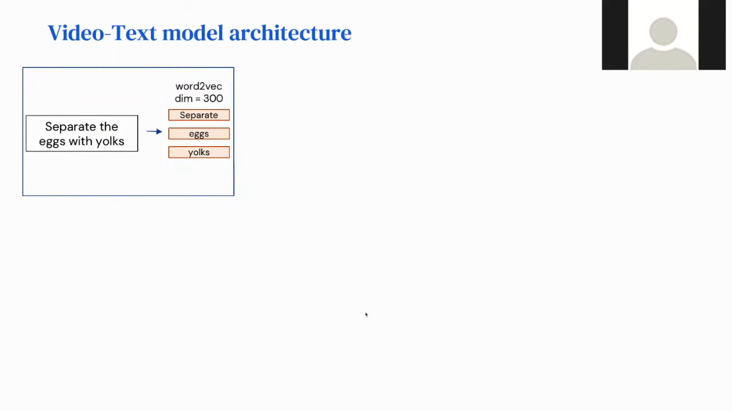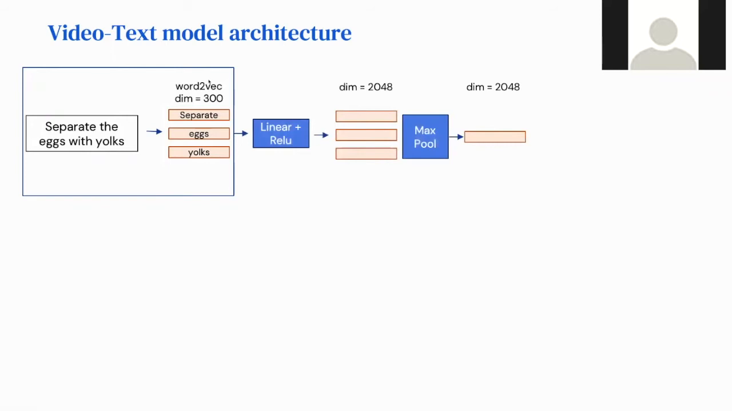Thanks. Now I'm just going to explain what the text model and the video model we use are. For the text model, we use a simple model where we start from a sentence that we separate into words and obtain a vector for all of those words, for example, using word2vec. Then we simply use a 2-layer network that processes those words first independently, then does a max pooling to obtain a single vector.